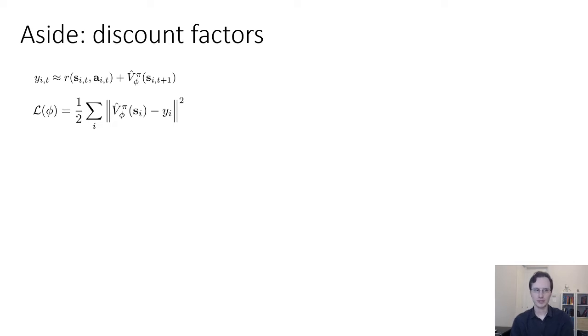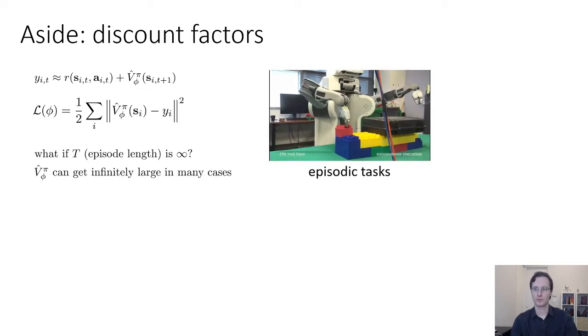Now, at this point, I want to make a little aside to discuss what happens when we fit value functions with this bootstrap rule in infinite horizon settings. So the trouble that we might get into is if the episode length is infinite, then each time we apply this bootstrap rule, our value function will increase. So if we have, for example, an episodic task that ends at a fixed time, maybe this is not such a big issue. Perhaps we could have a different value function for every time step, and everything is finite horizon.